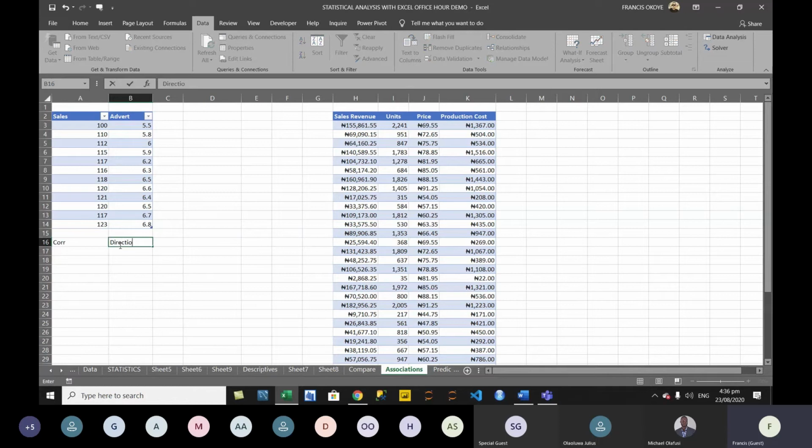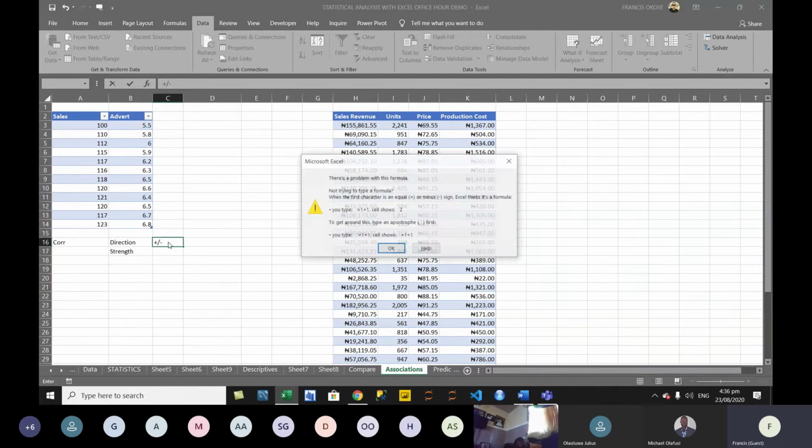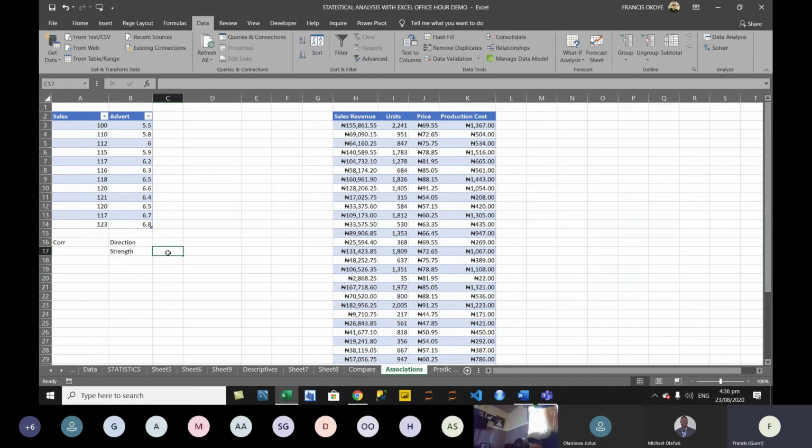And your correlation analysis tells you two things. It tells you direction, and it tells you what? Your strength of relationship. So in terms of direction, you are checking, is it positive or is it negative? Okay? In terms of strength, you are looking at, is it strong or is it weak? So it is either positive or negative, okay?